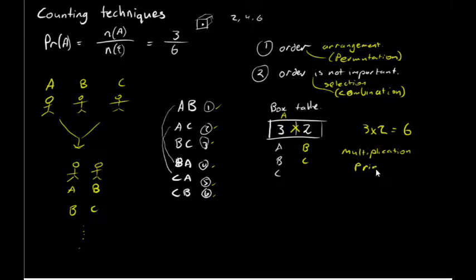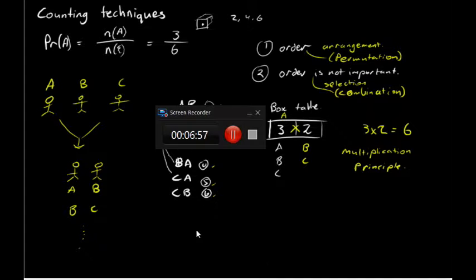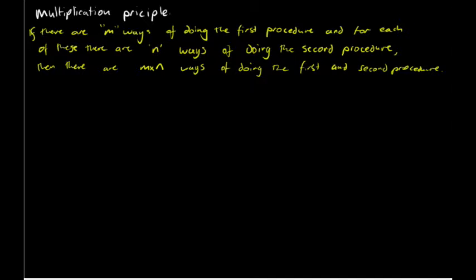Multiplication principle. Okay, so the multiplication principle: basically if we have m ways of doing one procedure, and for each of those there are n ways of doing the second procedure, then we can say there are m times n ways of doing the first and second procedure.